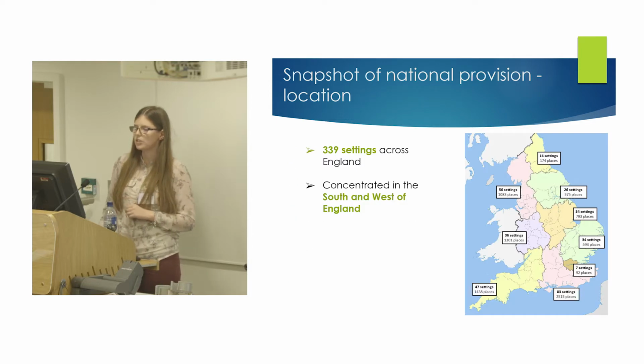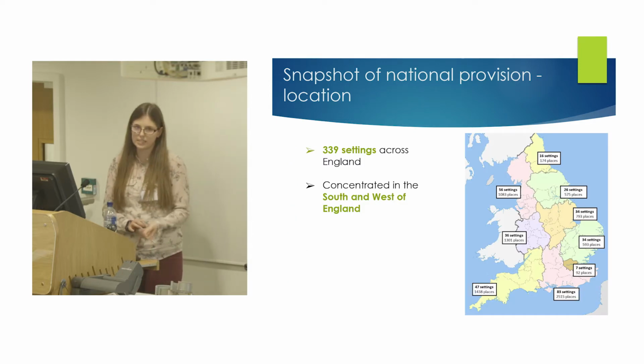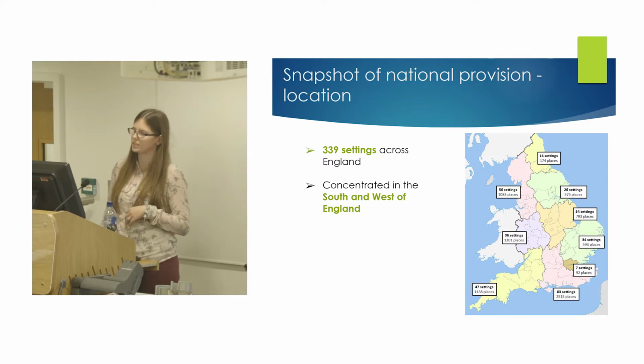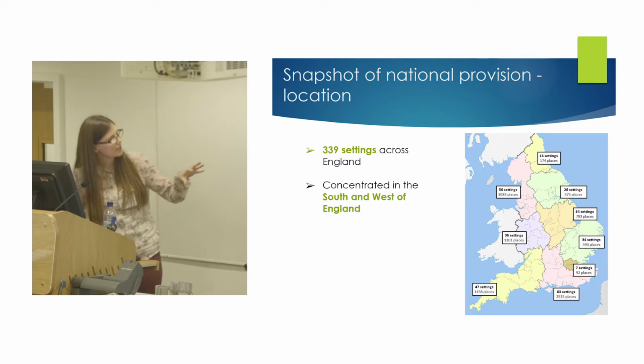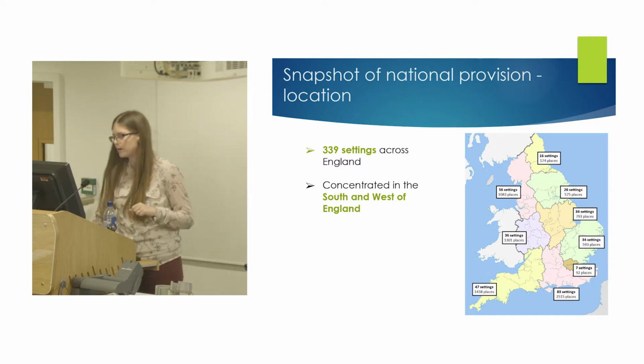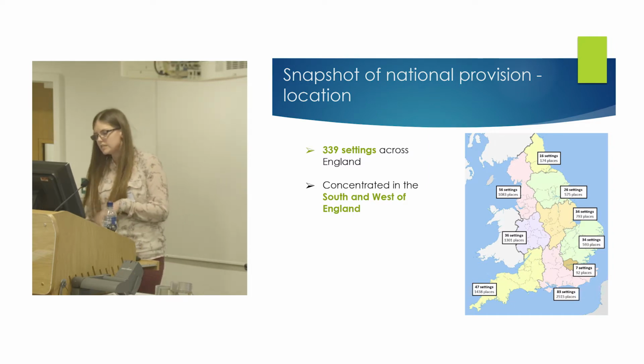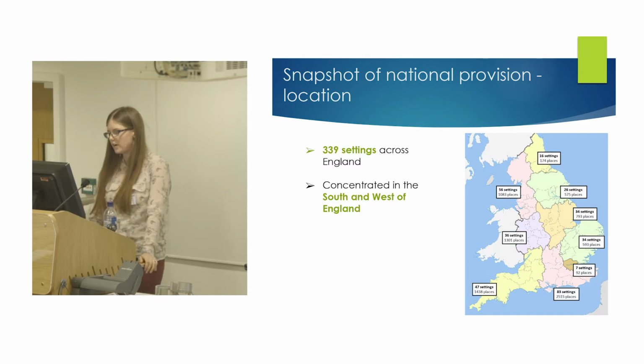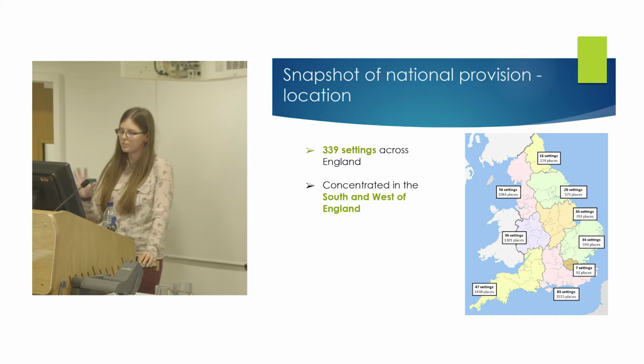So in terms of location, we found 339 settings that were relevant to our study across England, and these were concentrated in the south and west. So you can see on the map here, I don't know if you can read it, but there were 83 settings in the southeast that offered 2,515 placements, and 47 settings in the southwest that offered 1,438 placements. So the provision's really concentrated in that area, which might explain in some circumstances why placements are being made out of area.